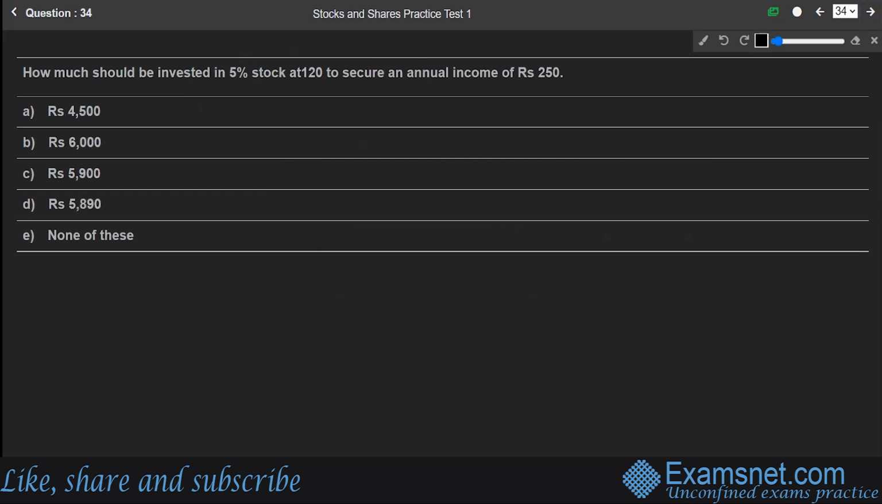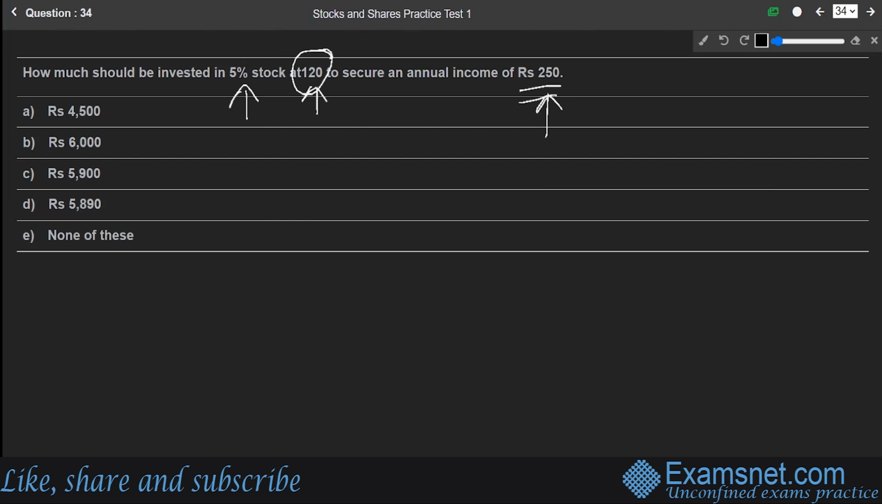Now, how much should be invested in 5% stock at 120 to secure an annual income of 250 rupees? That's what they are saying. That is, if the stock is available at 5%, that is, if the face value is 100, it will give you 5 rupees. That's what 5% stock means. The market value of the share is given as 120 rupees. So market value is 120 rupees. And we want to achieve an income of rupees 250. That is the exact question.